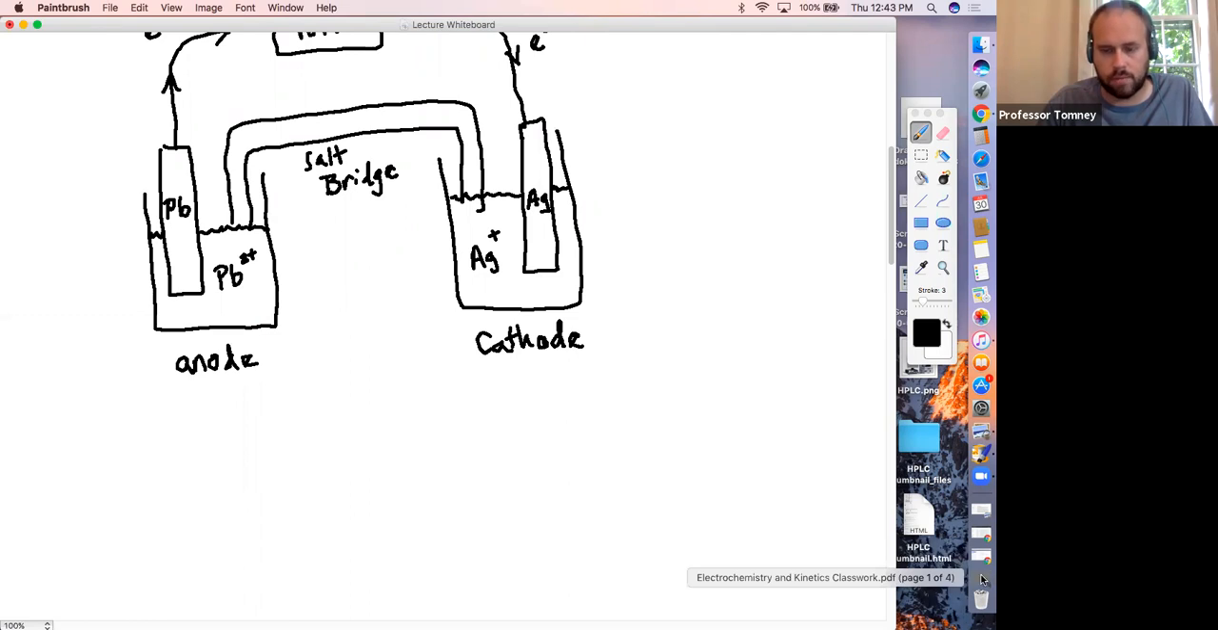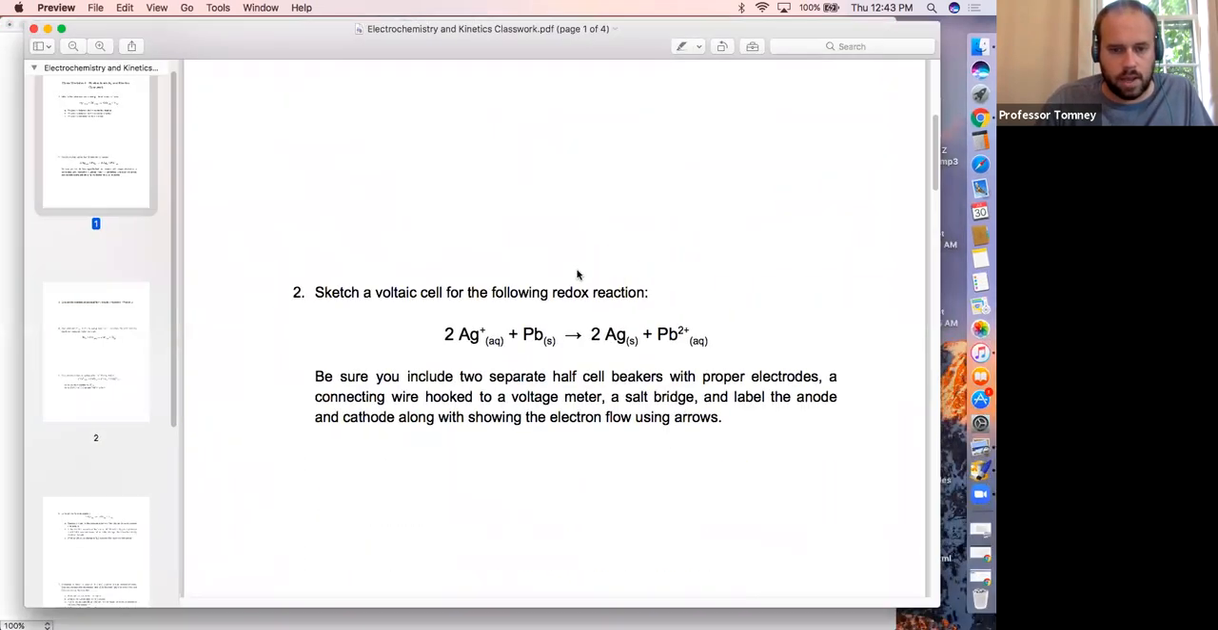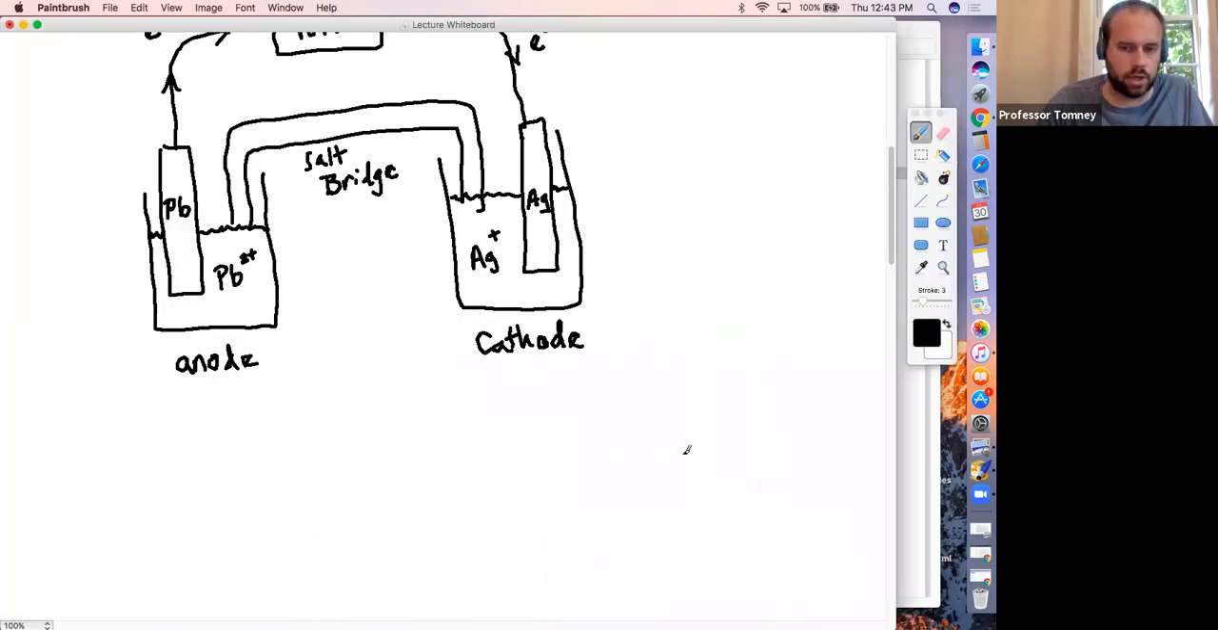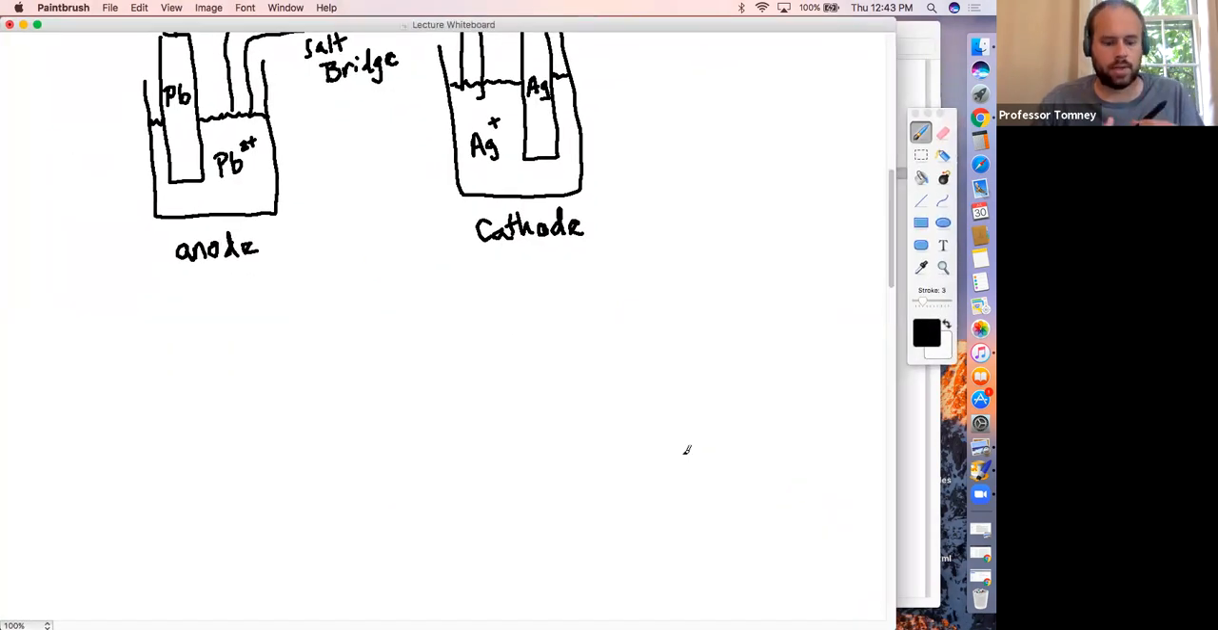All right, so problem 3 here states that it wants you to calculate the standard cell potential for the sketched voltaic cell in problem 2. So all we need to do is take those values. You would go into your reduction potentials in your table and you would find the values there.